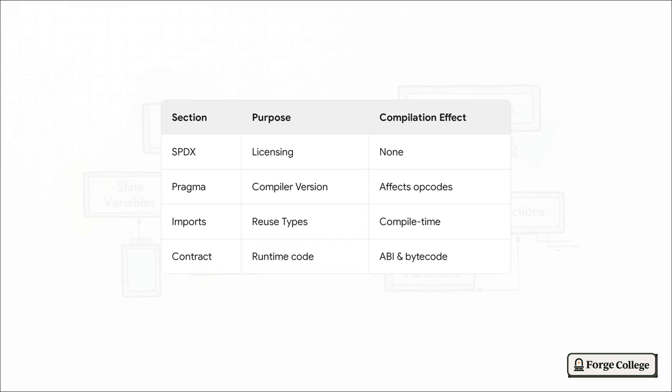Imports, they bring in your types at compile time. But the contract block? Oh, that is the absolute heart of the operation. That is the only section that actually produces the runtime bytecode, the creation bytecode, and the ABI that ends up living on the blockchain. Everything else is just setting the stage.